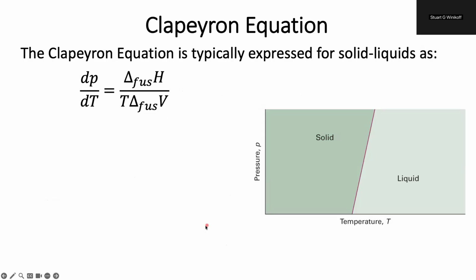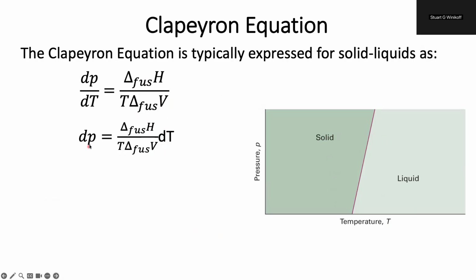So we can look at this for both of our systems. We can first apply our Clapeyron equation to that solid liquid boundary. Now in the solid liquid boundary, the enthalpy of fusion will be relatively constant, and that change in volume is also going to be relatively constant because we're going to have a relatively low temperature and pressure dependence on the volume.